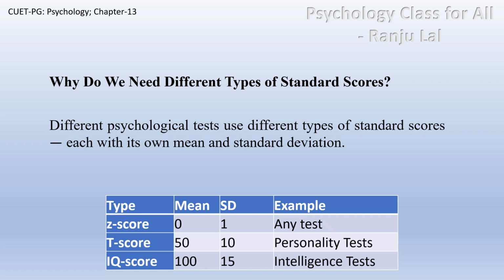Here we can see an example of three types of standard scores, and an assumed mean, their SD, and the example of which type of standard score is used for which type of test. Like Z score can be used in any test, T score can be used in personality test, and IQ scores can be used in intelligence testing.